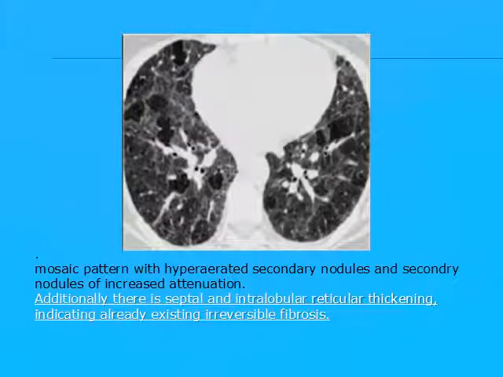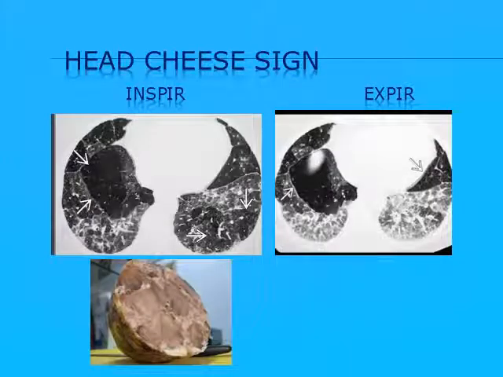Let us see. What we see here, areas of air trapping, areas of ground glass opacities, and some features of lung fibrosis. There is some distortion of the lung parenchyma, but there is no septal and intralobular reticular thickening, indicating that these are signs of irreversible process.